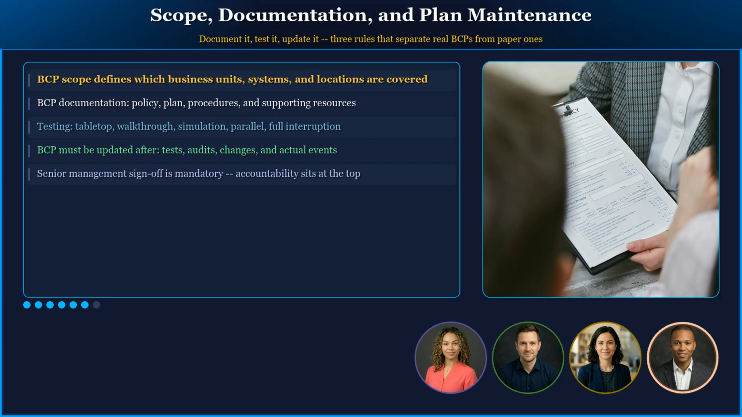Senior management sign-off is not optional, and the exam knows it. The business continuity plan must be authorized by someone accountable for the organization's survival. That accountability cannot be delegated to IT.